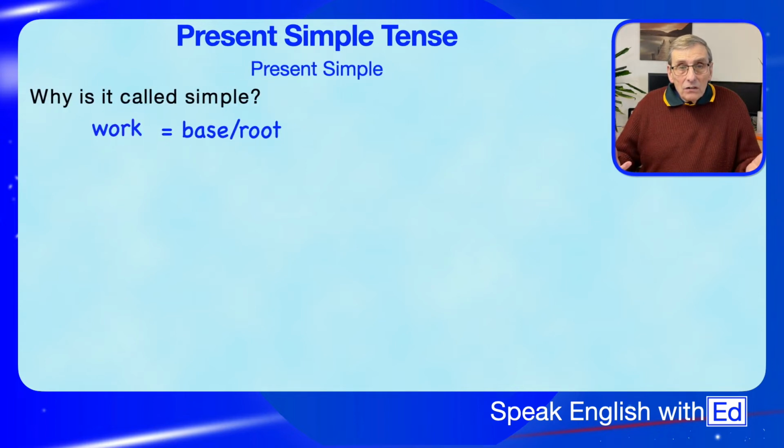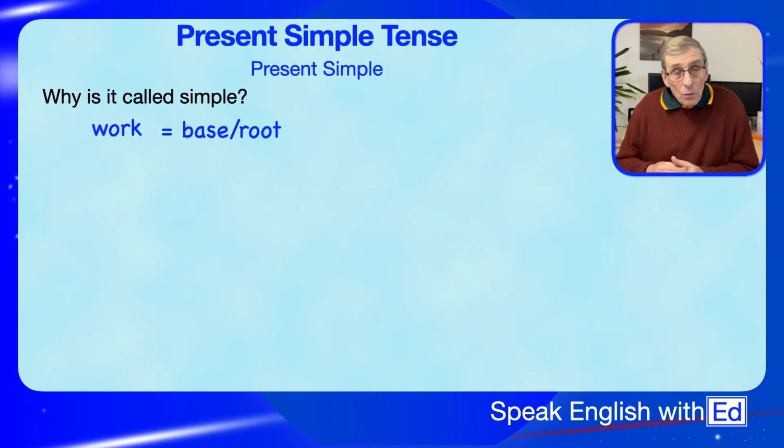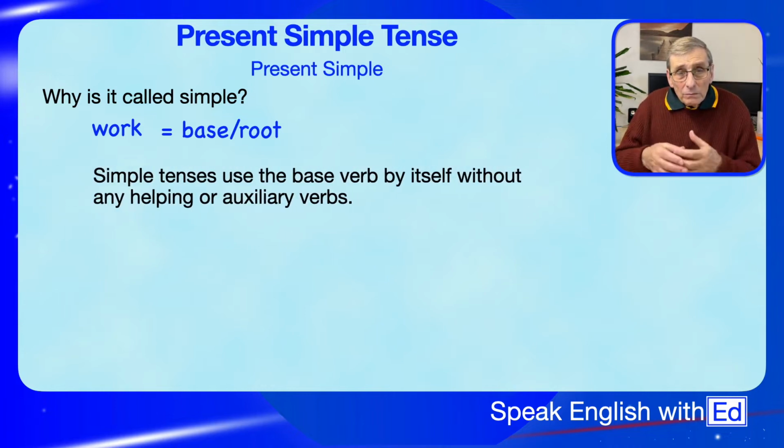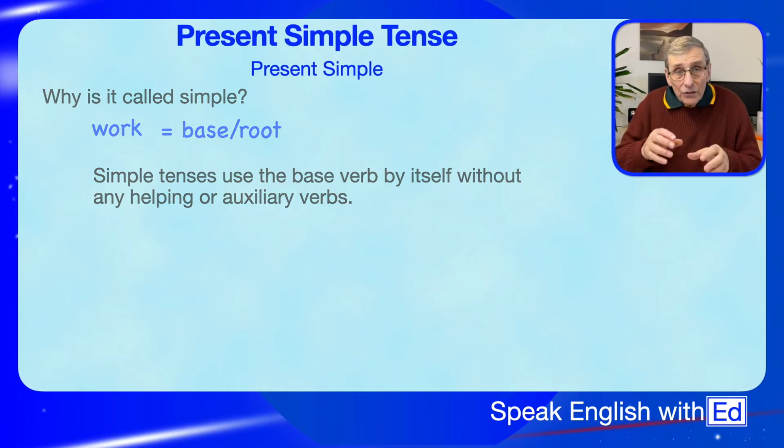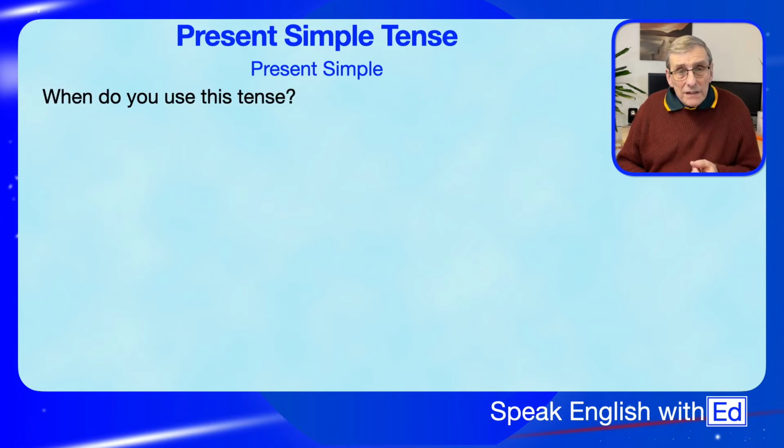Why is it called a simple tense? Why is it present simple? Well, it's called simple because it uses the base verb only. It doesn't use any helping verbs, it doesn't use any auxiliary verbs or anything else to make the tense. It just uses the verb. So when do you use this tense?